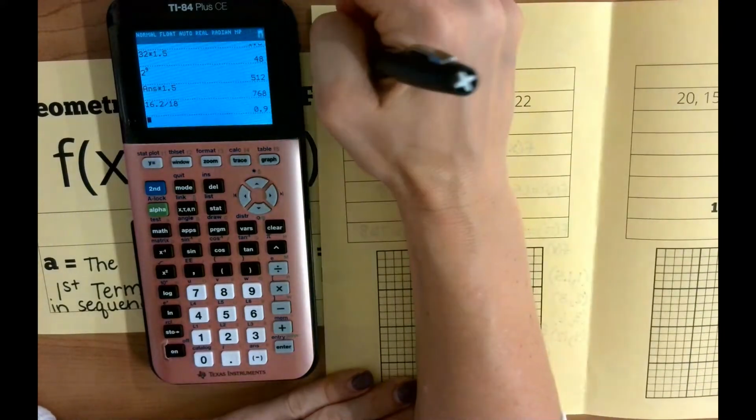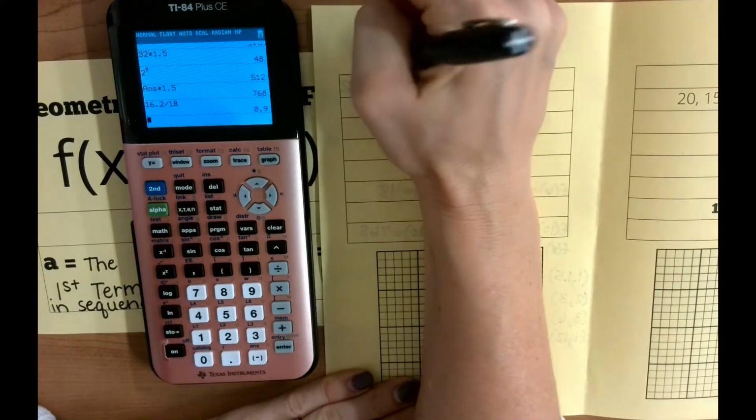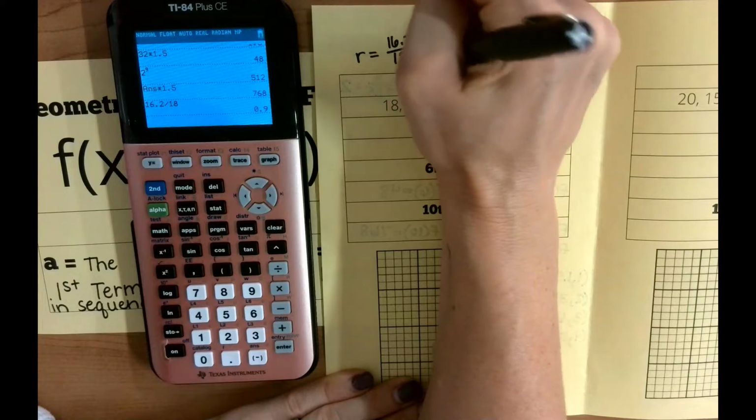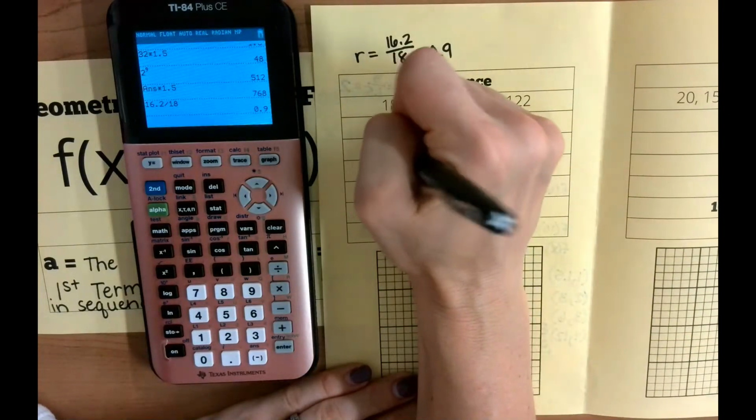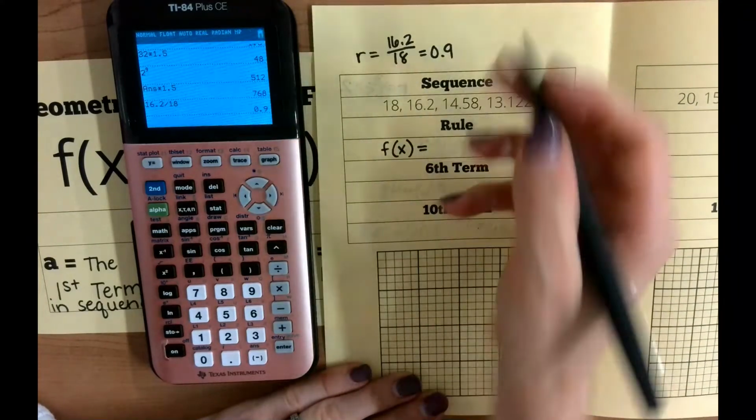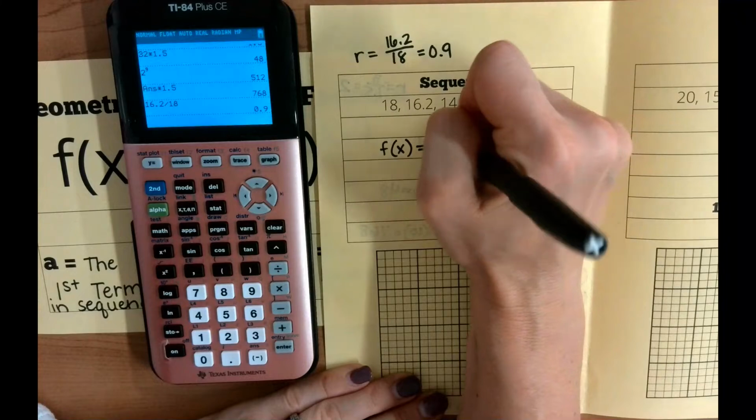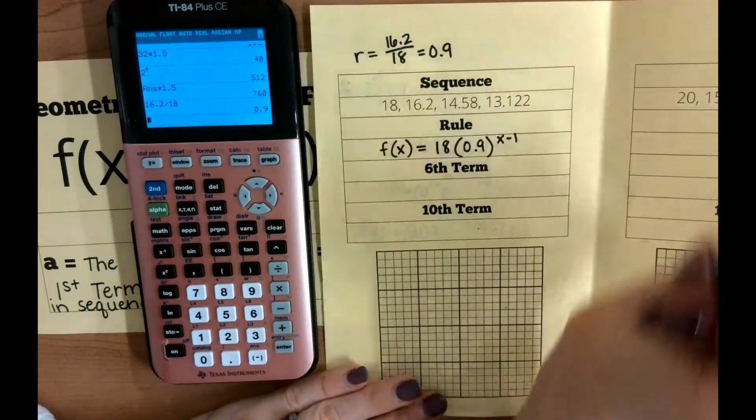So just to show how I found the common ratio, I did 16.2 divided by 18 equals 0.9. Then we would write our rule, f of x equals, and then the first number is the first term, which is 18, times our common ratio, 0.9, to the x minus 1 power.